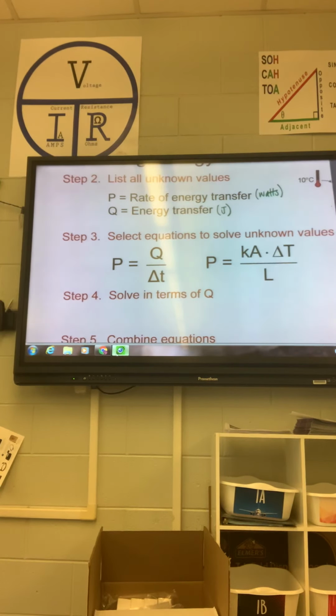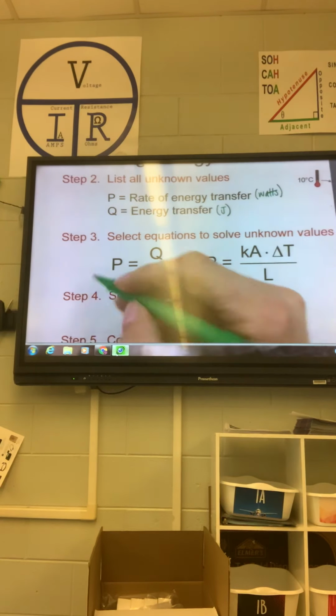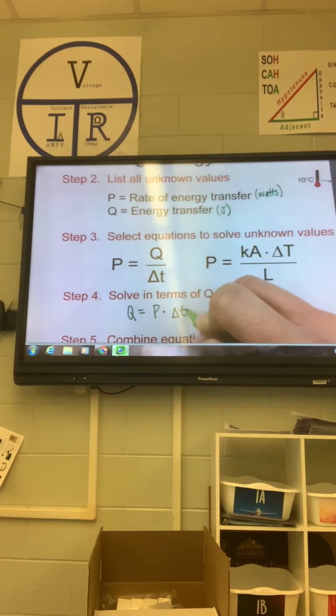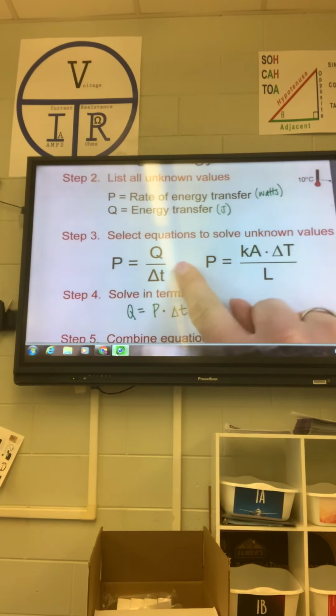And so to make things simpler, we're going to move this equation around to solve for Q. All we're going to do is Q equals P times change in time. All I did was multiply change in time here times here and then flipped it to make it pretty. You could also solve P first, then solve Q.